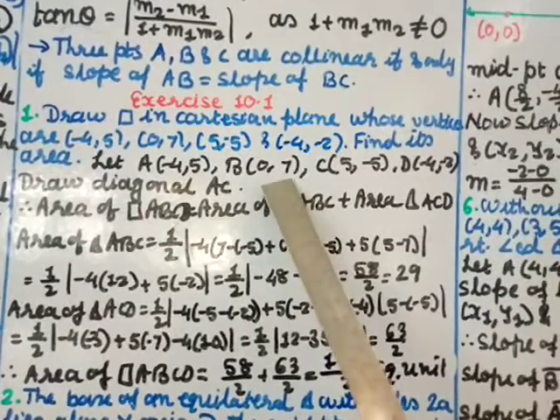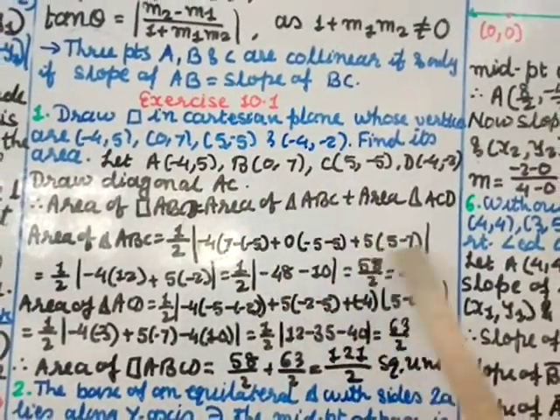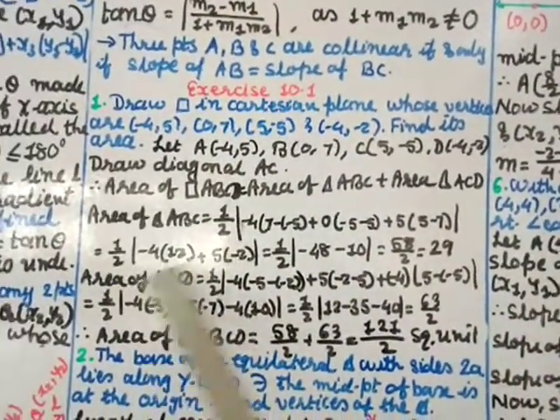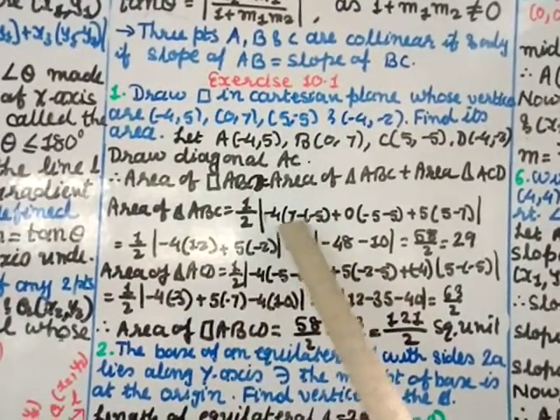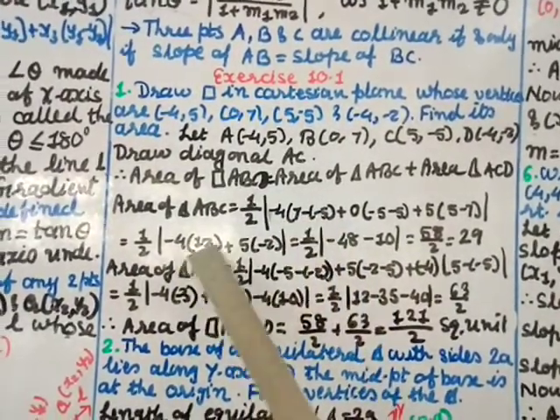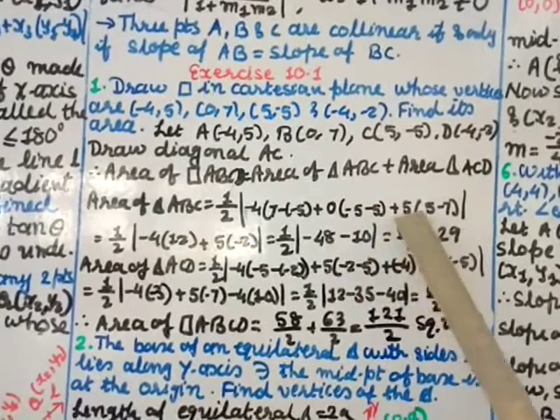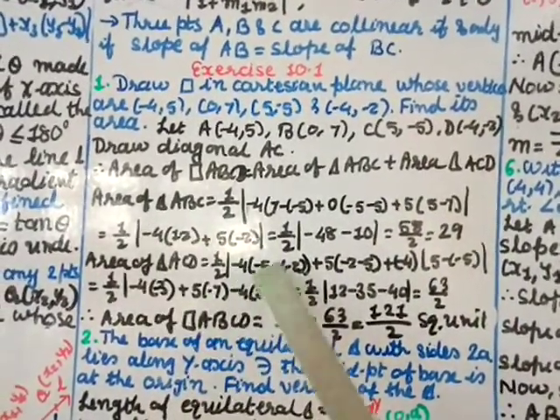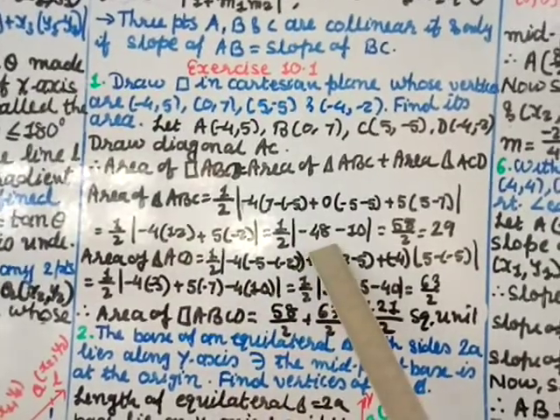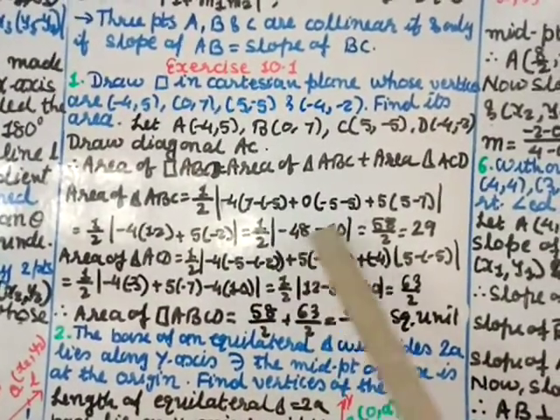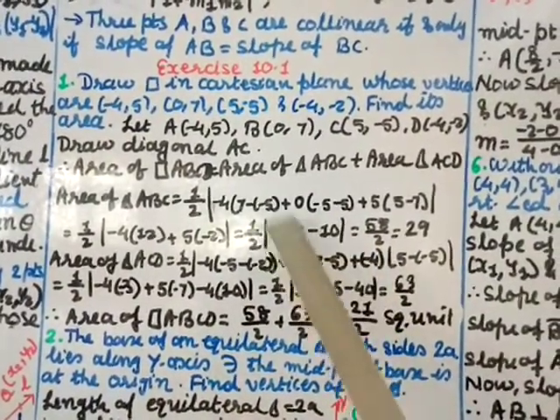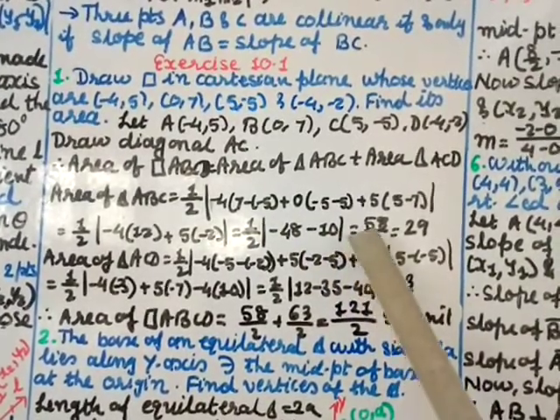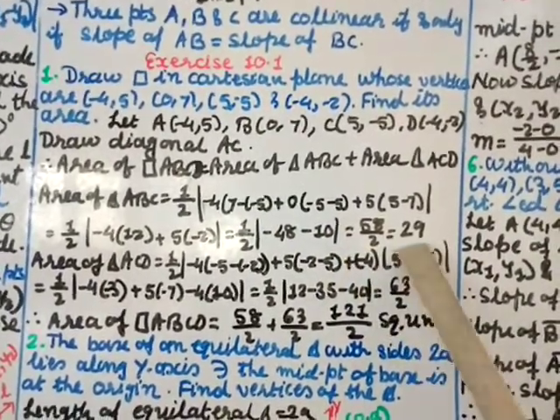Sorry, 5 and 7, not this one, this one. So putting the values, we get 1 by 2 times -4 times (7 plus 5), which is 12, plus this value becomes 0, plus 5 times (5 minus 7), which gives you -2. When you simplify, you get 1 by 2 times the modulus of -48 minus 10, which is -58. When you take it out of the modulus you get a positive value. So 58 by 2 gives you 29.